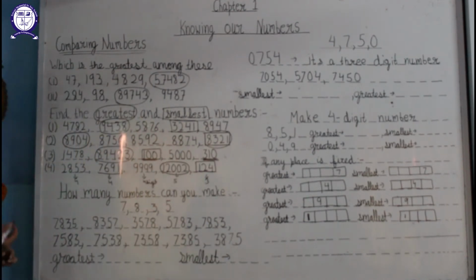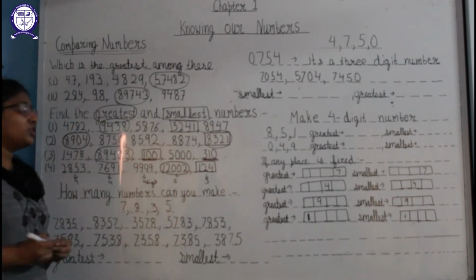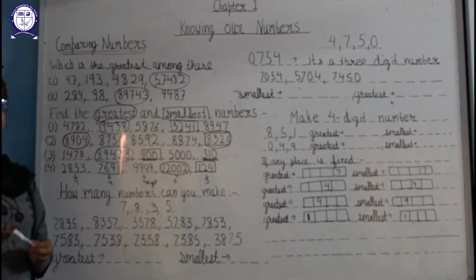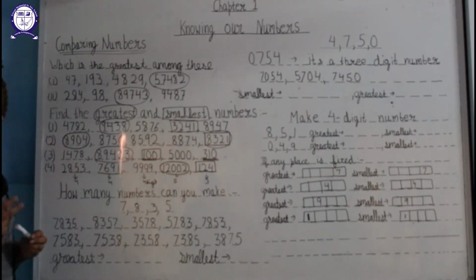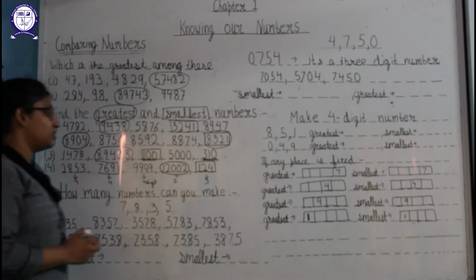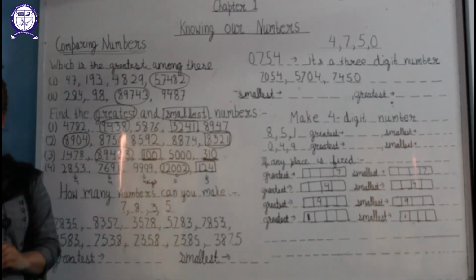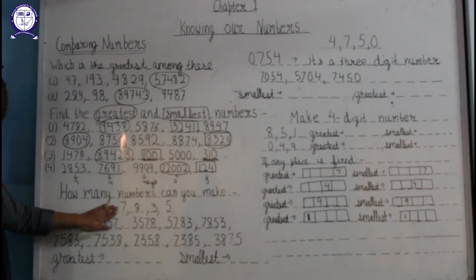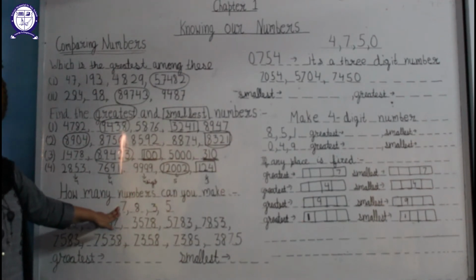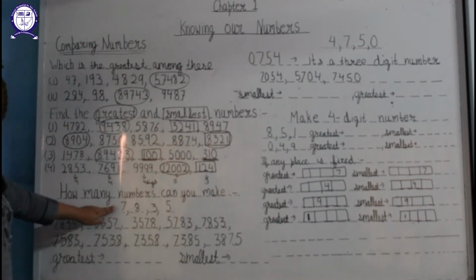Now we will move to the next topic. If you are given some digits, and it is said that you have to make numbers from these digits. See here, 7, 8, 3, 5 is given to you. You have to make numbers by using these digits. So how many numbers can you make from these digits? So many numbers we can make.